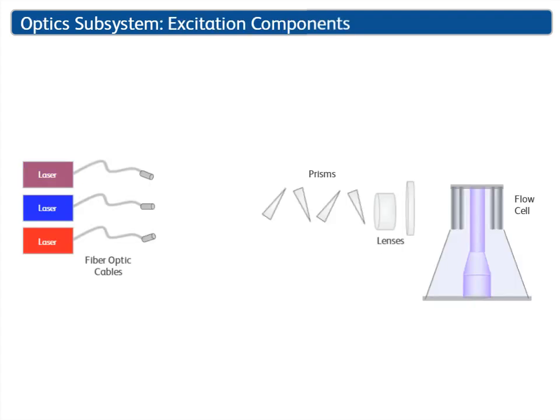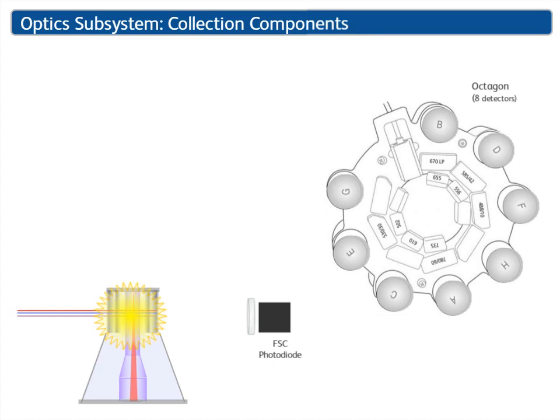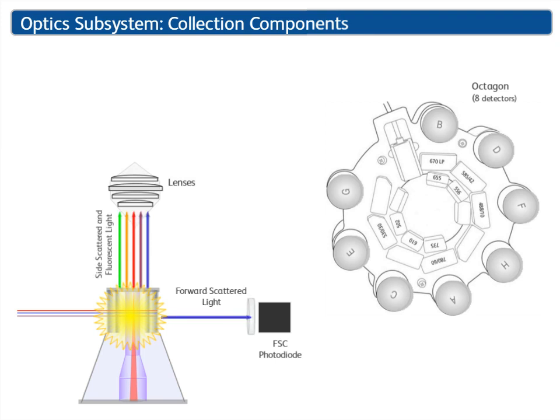The optics subsystem consists of excitation and collection components. The excitation components include lasers, beam-shaping prisms, and lenses to route the laser beams to the sample core. When particles pass through the laser interrogation points, they scatter light. Any fluorescent molecules present on the particle fluoresce. Appropriately positioned lenses collect scattered and fluorescent light. The collection components steer the scattered and fluorescent light to the appropriate detectors.